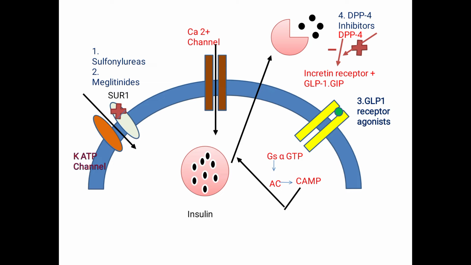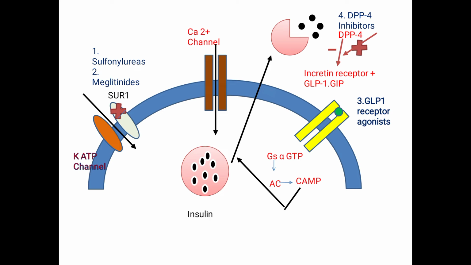Third category is the GLP-1 receptor agonists. This is the incretin receptor, and when GLP binds to it, it is a Gs alpha type of GPCR. So Gs alpha is going to activate adenyl cyclase, which will convert ATP to cyclic AMP. We know that cyclic AMP can release the calcium. So again there will be exocytosis and insulin will be released.